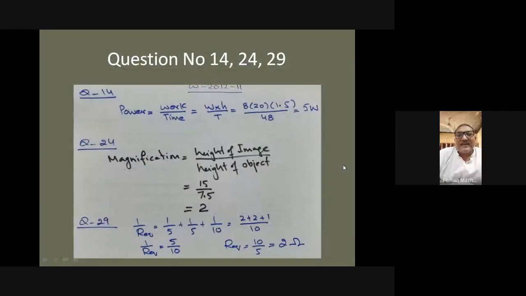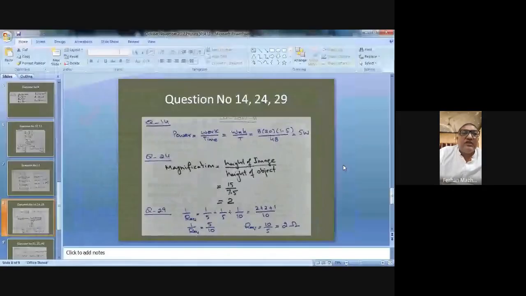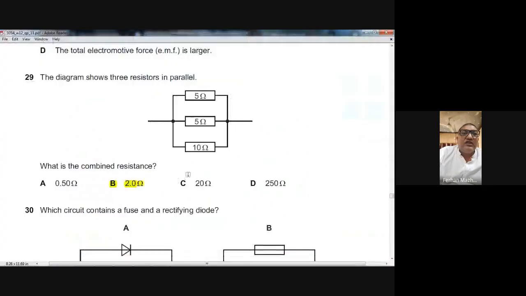Because they are connected in parallel to each other, I can find their equivalent resistance. 1/R equivalent is equal to 1/R1 plus 1/R2 plus 1/R3. So it will be 1/5 plus 1/5 plus 1/5, so it will be 3/5. So cross multiply and R equivalent will be 5/3... the equivalent resistance will be 2 ohm. I hope you have understood. Equal to 2 ohm. B is the option. Question number 29. B is the right option, sir.